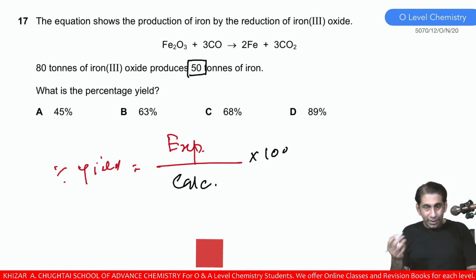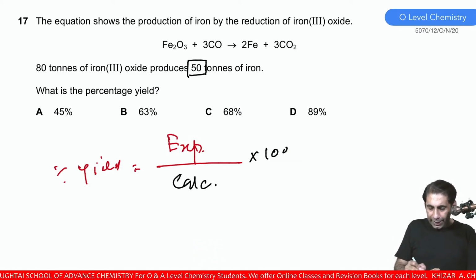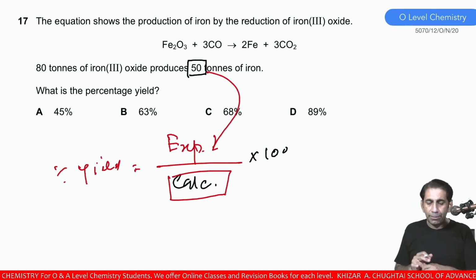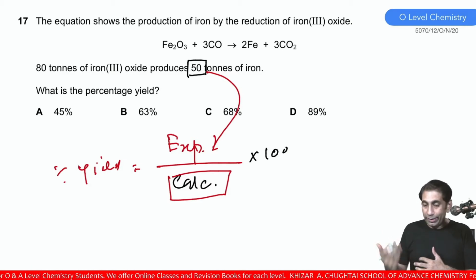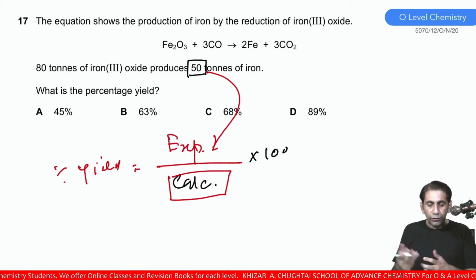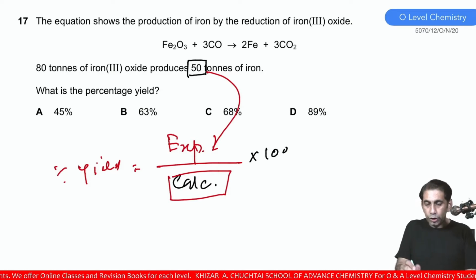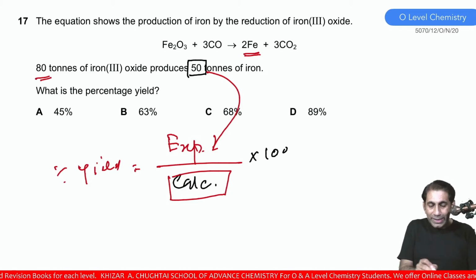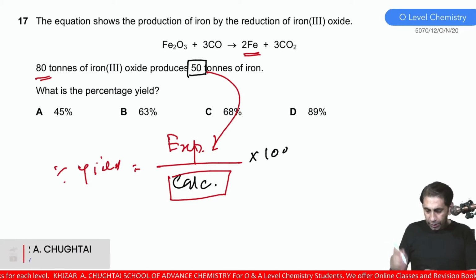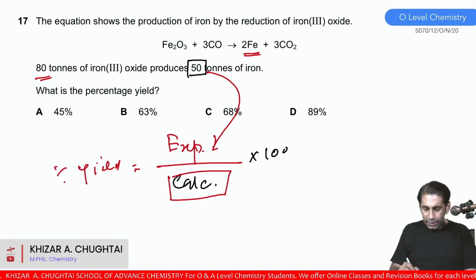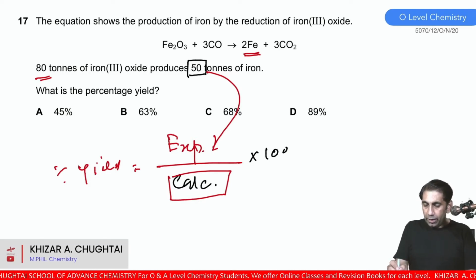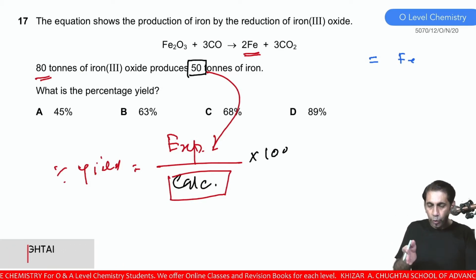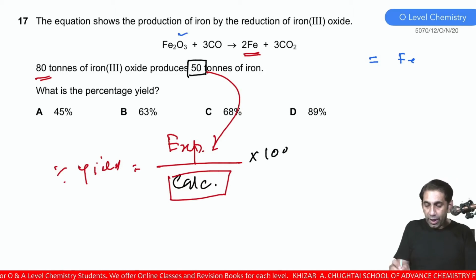So if they are grams, I'm going to find the calculated answer. This answer is the experimental answer. Let's suppose it's 50 grams. I am going to find the mass in grams, not in tons, and I'm going to find how much iron should be formed as a result of 80 grams of iron(III) oxide. I'm going to use the unitary method, or you can say the ratio proportion method. I'm going to write iron on the right hand side, and Fe2O3 on the left hand side.